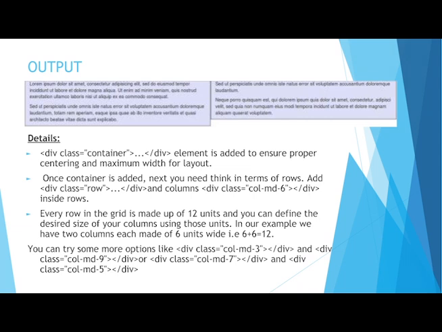Every row in the grid is made up of 12 units, so as long as what you're making equals 12, you can have it in there. We did 6 plus 6, but you could do 6 units of 2, you could do 3, 3, 4, and 2. Your possibilities are finite, but you have a couple.